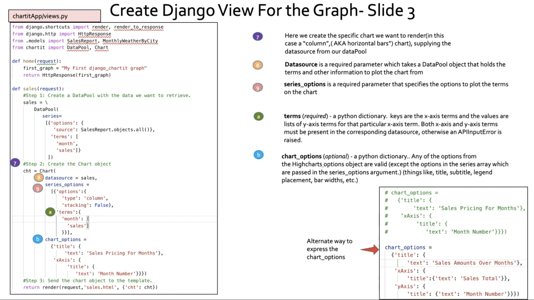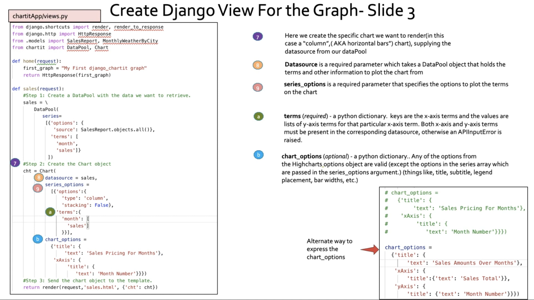The series options is also required. This specifies the options to plot the terms on the charts. Terms, which is required, is a Python dictionary. Keys are the x-axis terms, and the values are a list of y-axis terms for the particular x-axis term. Both x-axis and y-axis terms must be present in the corresponding data source. Otherwise, an error will be thrown.